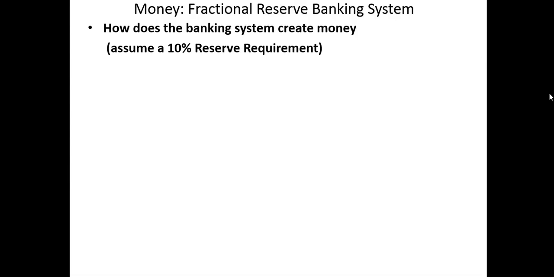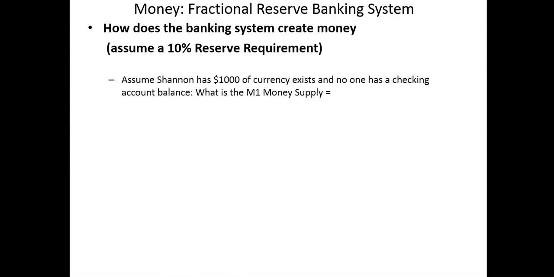So 10% required reserve requirement. Remember that. So let's take a hypothetical person, Shannon, right? Shannon has $1,000 of currency. To keep it all really simple, let's assume that that is the only money that exists, right? Nobody has any checking accounts. No one has anything else. No one else has other currency.